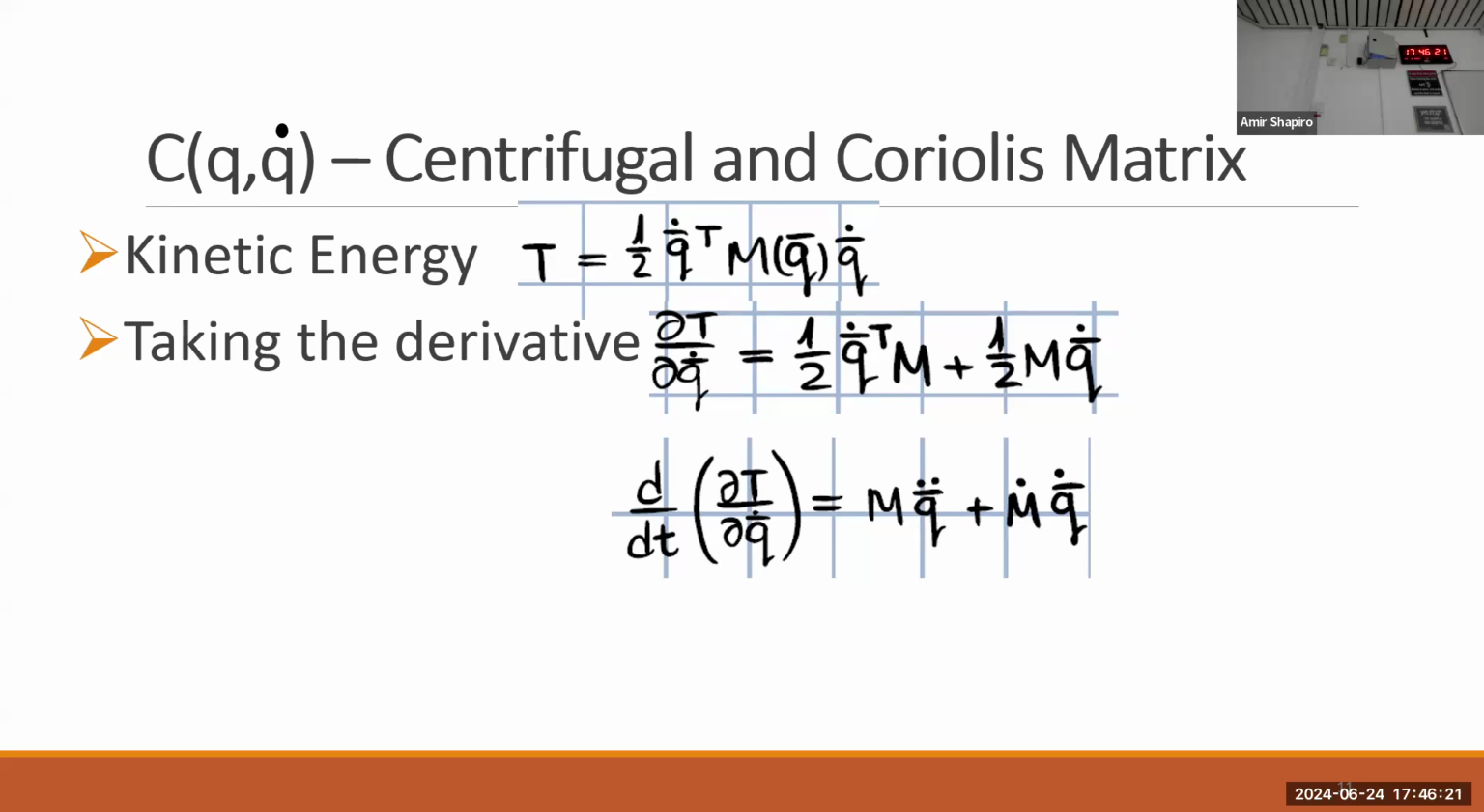And since M is symmetric, we can write this as M q dot, and the time derivative of M q dot is M q double dot plus M dot q dot.